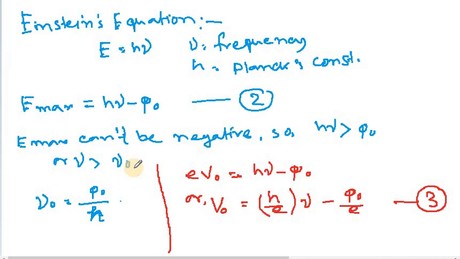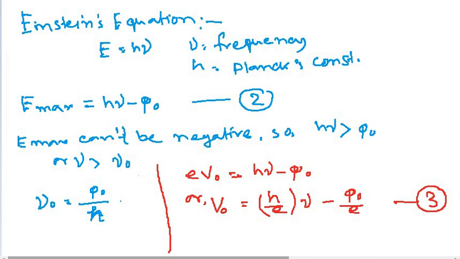The threshold frequency is nothing but phi naught by h cut, where phi naught is the work function of the material divided by the Planck constant. So for a material, we can calculate this frequency, phi naught by h.